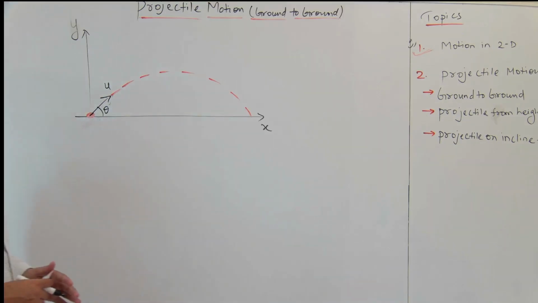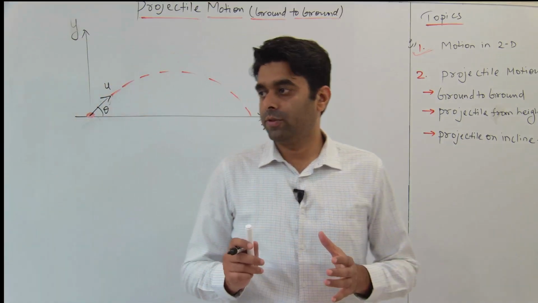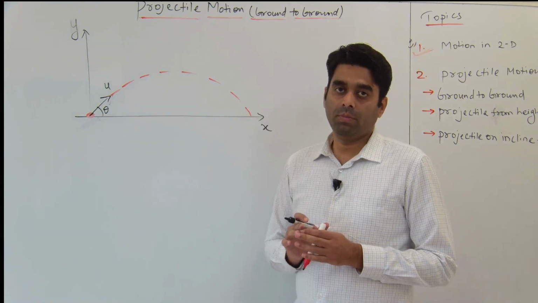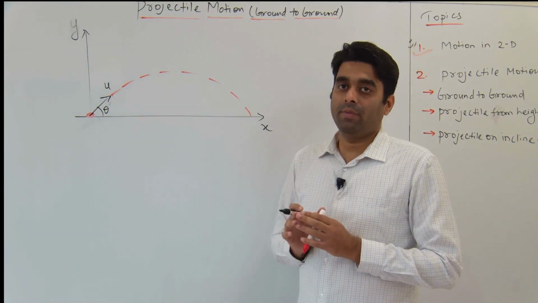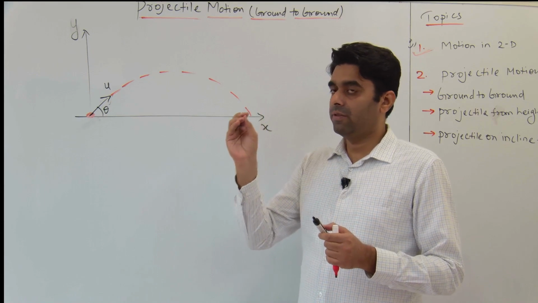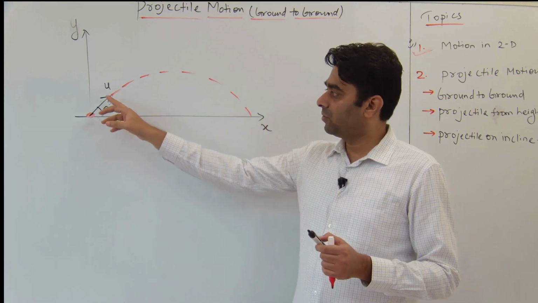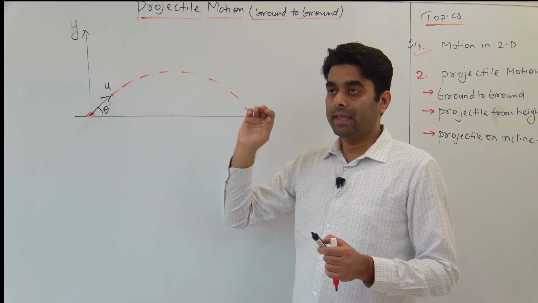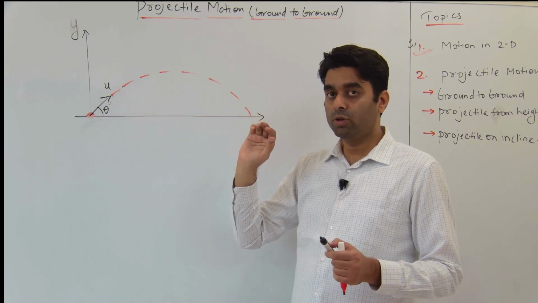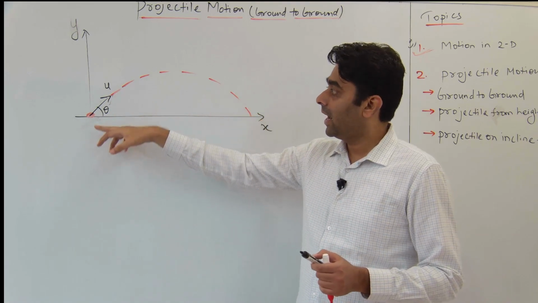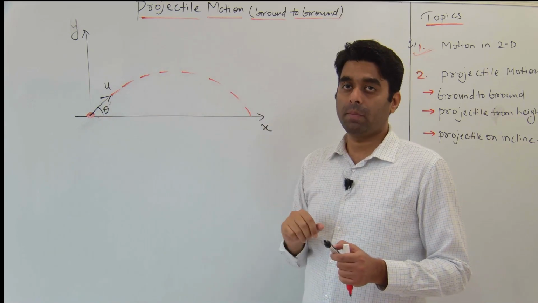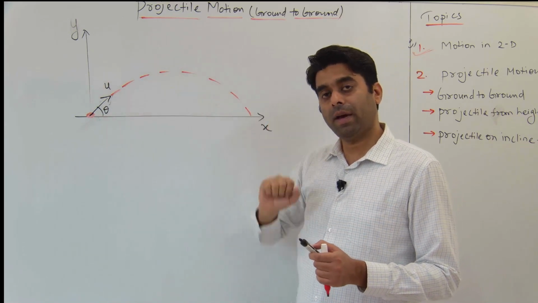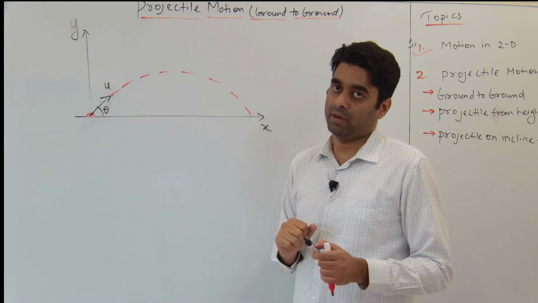Yeah. So let us see projectile motion. First of all, we are looking at ground to ground projectile. What do we understand by projectile motion? Whenever a particle is thrown with a velocity u at an angle theta with the ground, then it performs a 2D motion under the effect of gravity, and its path is a parabolic path. This is your projectile motion, right?